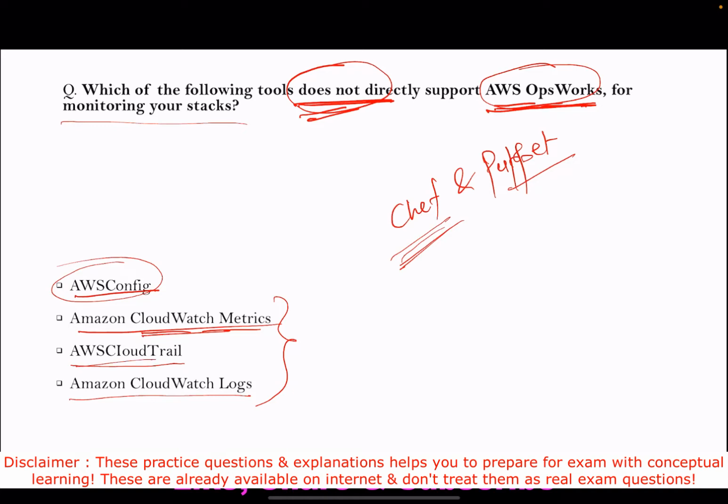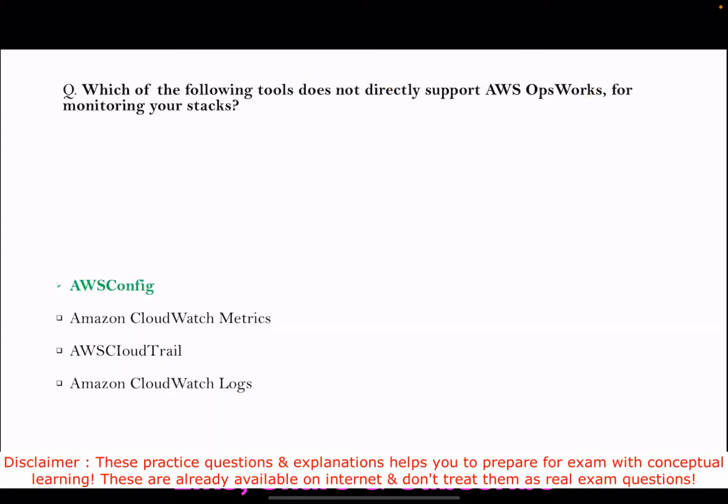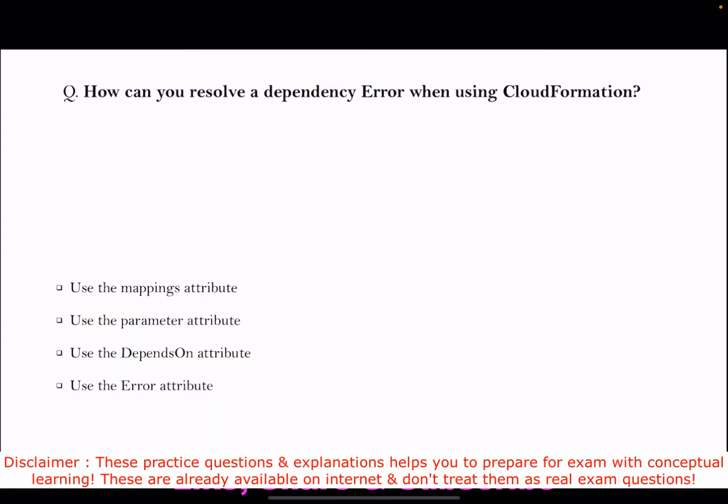If we talk about AWS CloudTrail, it's used to log every AWS OpsWorks Stacks API call and store the data in an Amazon S3 bucket. So it also helps. And lastly, Amazon CloudWatch Logs is used to monitor your stack's system, application, and custom logs. So it also helps. So these three components support AWS OpsWorks for monitoring our stack. AWS Config does not support it, so this is the correct answer here. Let's see the next question.